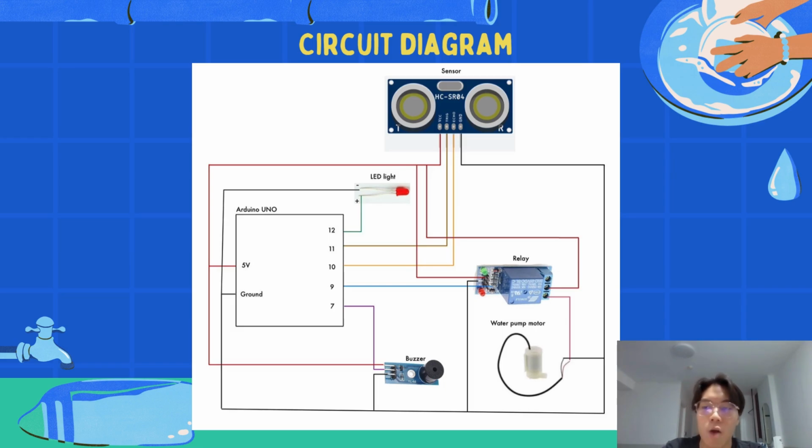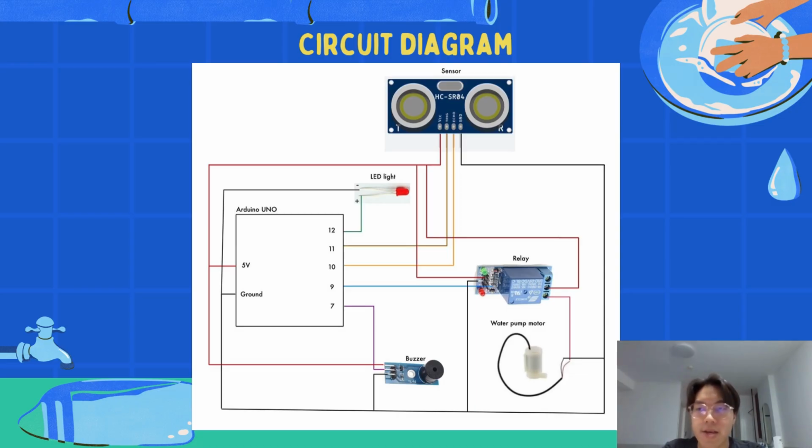Buzzer. Our buzzer is a high-level trigger. It turns on when the signal is high and off when it is low. It is connected to pin 7. We only turn it on briefly when an object is detected, so it gives a quick beep as a sound.